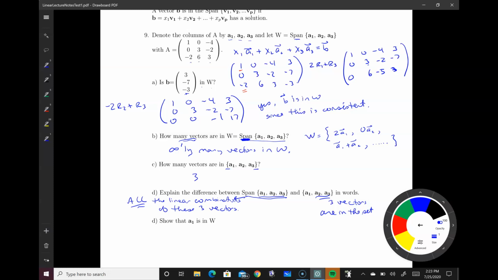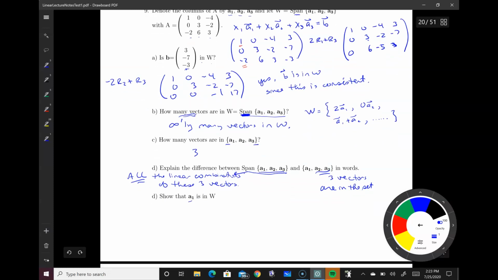All right, show that A1 is in W. So show I can get to A1 by a linear combination of the vectors A1, A2, and A3. Can I do it? I think I can. Let's let C1 be 1 and C2 and C3 be 0.